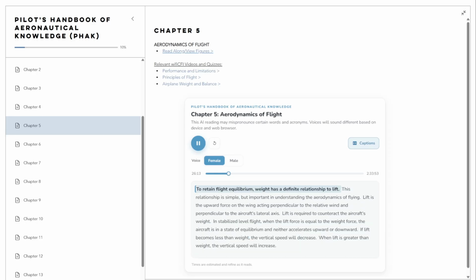to retain flight equilibrium. Weight has a definite relationship to lift. This relationship is simple, but important in understanding the aerodynamics of flying. Lift is the upward force on the wing acting perpendicular to the relative wind and perpendicular to the aircraft's lateral axis. Lift is required to counteract the aircraft's weight. In stabilized level flight, when the lift force is equal to the weight force, the aircraft is in a state of equilibrium and neither accelerates upward or downward. If lift becomes less than weight, the vertical speed will decrease. When lift is greater than weight, the vertical speed will increase.